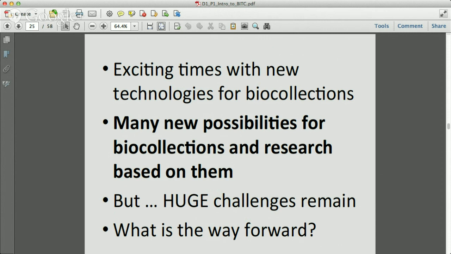So this is a really exciting time for biodiversity collections. There are lots of new possibilities, both on the front of curation of the data, but also research based on those data. But there are large-scale challenges still ahead, and we really need to think very carefully about what is the way forward with these challenges.